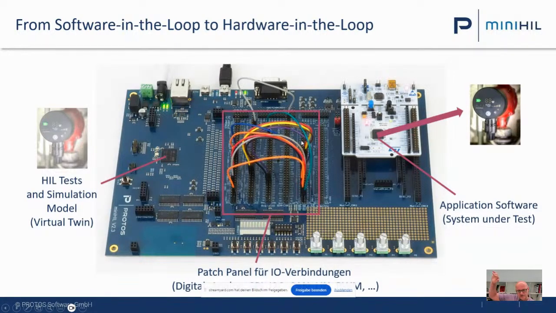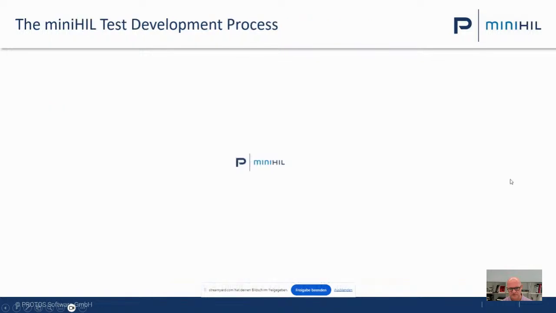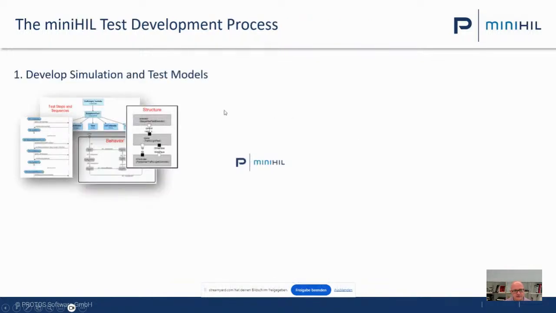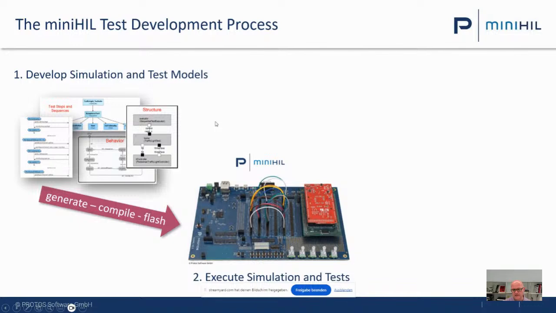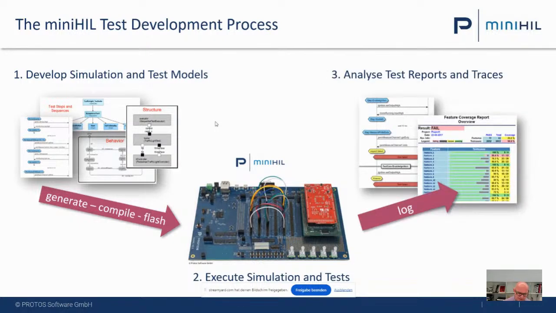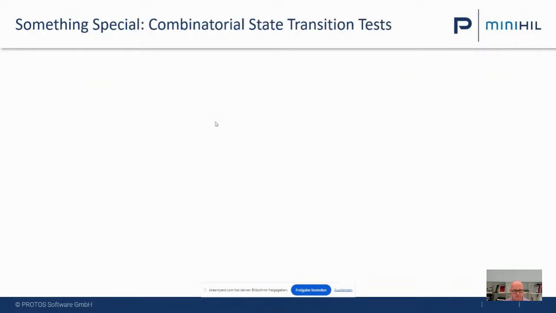So that's the right leg of the V model, top level integration test, system level testing. You can do it always with the same method. So the development process again is based on Rune for those test systems. Again, here you see the structure, the behavior, the test cases, everything I've shown you before, but just for hardware in the loop, not only for software in the loop. You generate, compile, flash the test system, you run it, you get the test reports also on the target, and so on. So now we have covered the complete V model.